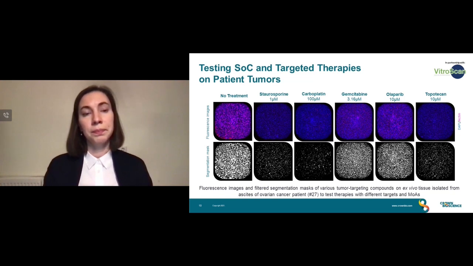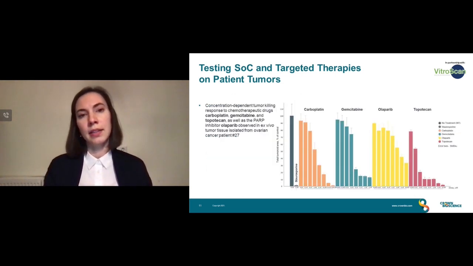And our image analysis software is able to segment these tumor clusters and analyze them, what you can see in the segmentation mask. Of course, we do all this in 3D, so every image is a 2D projection of a 3D stack. And you can see different responses of this patient sample to the different treatments. And then if we put these responses into numbers and analyze different concentrations of the treatments, we can really build IC50s and analyze the responses of this patient tissue to various drugs.